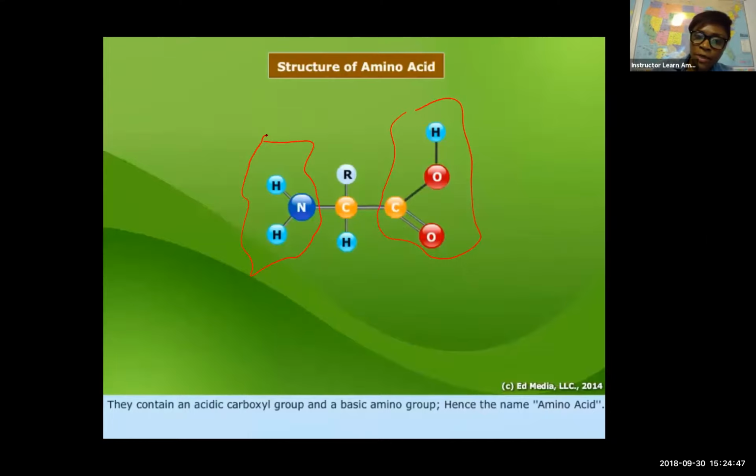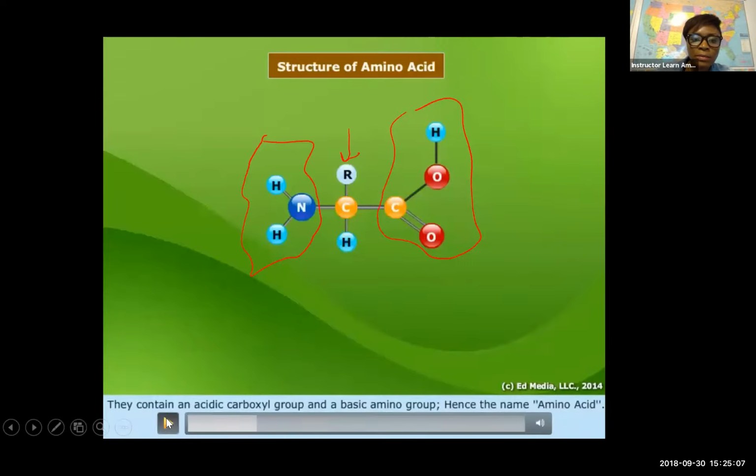And so the difference, all the other components are the same, except for this group here. That's the difference between all the amino acids. Everything else would stay the same. The carboxyl group is the same, the amino group is the same, but that R section here changes and gives you the different characteristics of each amino acid. Let's continue.